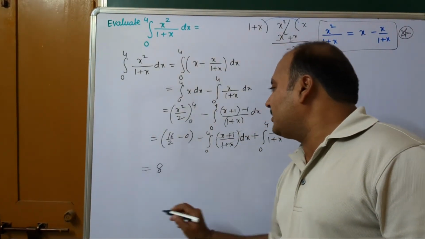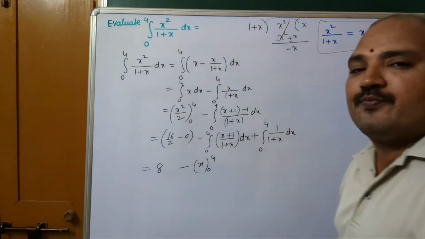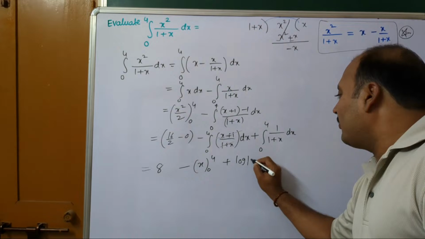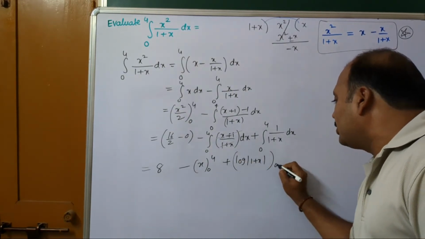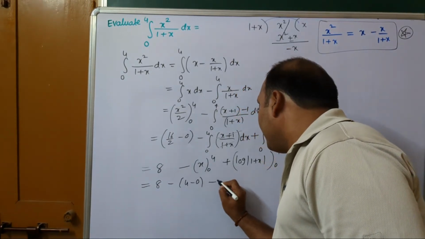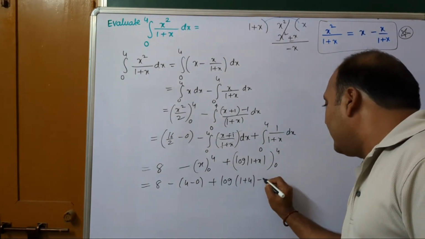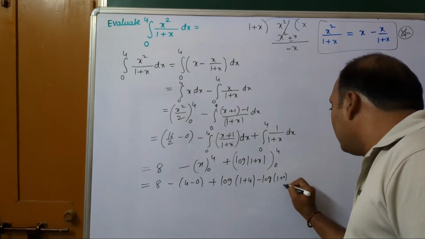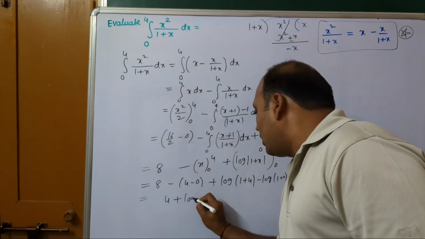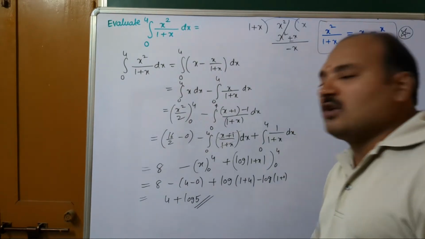16 by 2 means 8 minus integral dx is x, applying the limit 0 to 4, plus integral 1 by 1 plus x, log mod 1 plus x, applying the limit 0 to 4. So which is equal to 8 minus 4 minus 0 plus upper limit first substitute, log 1 plus 4 minus log 1. So which is equal to 8 minus 4 is 4 plus log 1 value 0, leave it. So log 5. So 4 plus log 5.